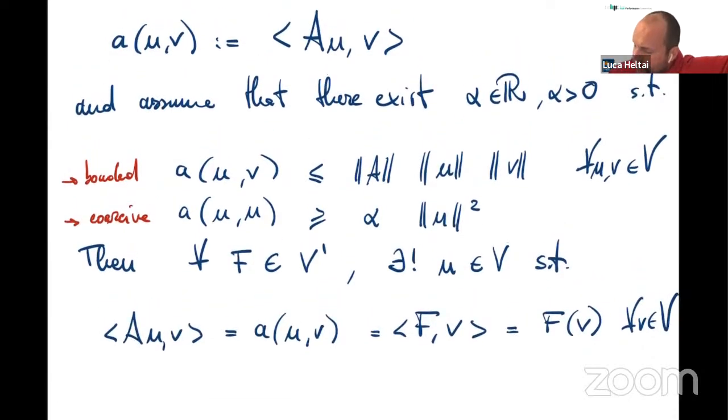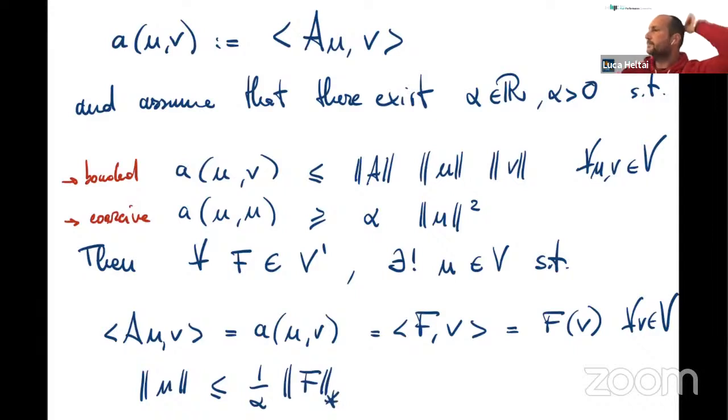And moreover, we also have that the norm of u is controlled by 1 over alpha times the norm of f in the dual space. Okay.